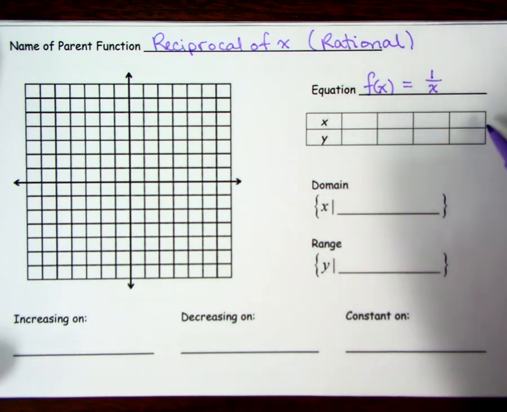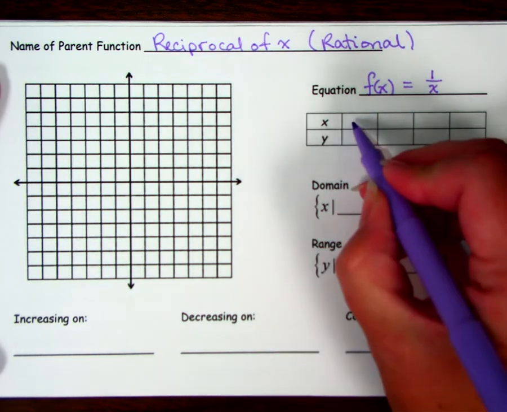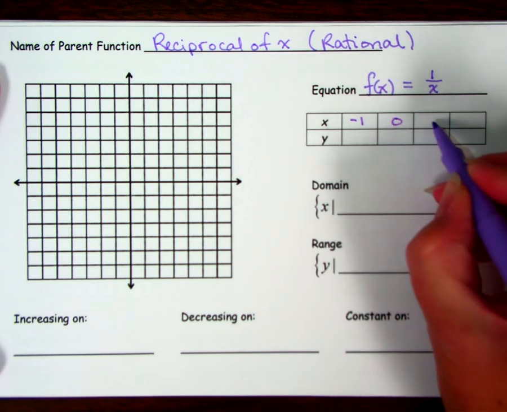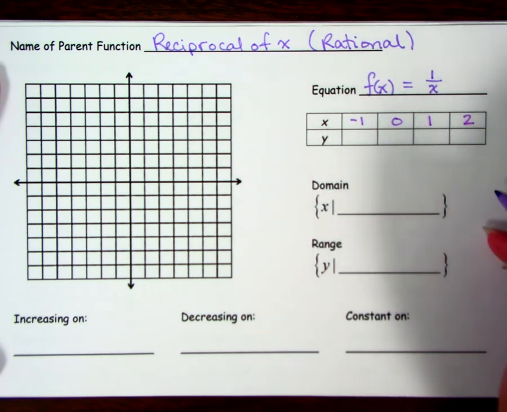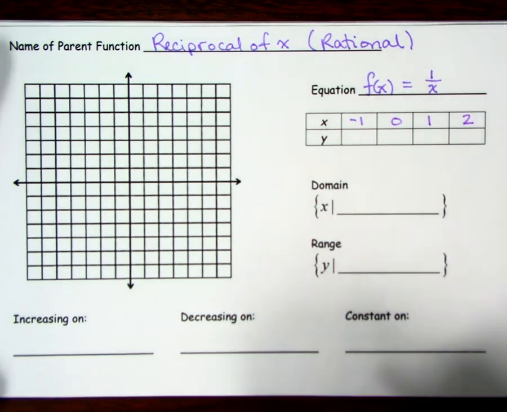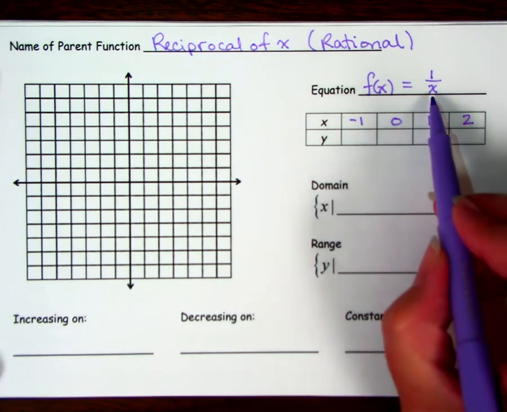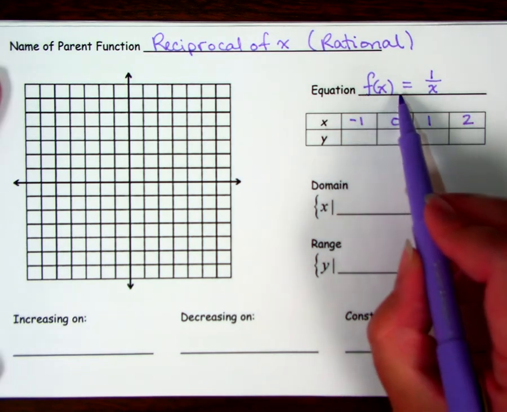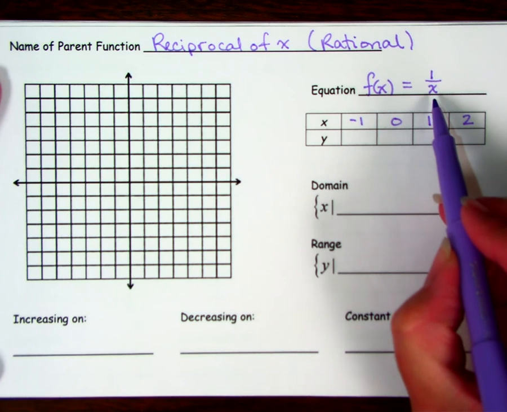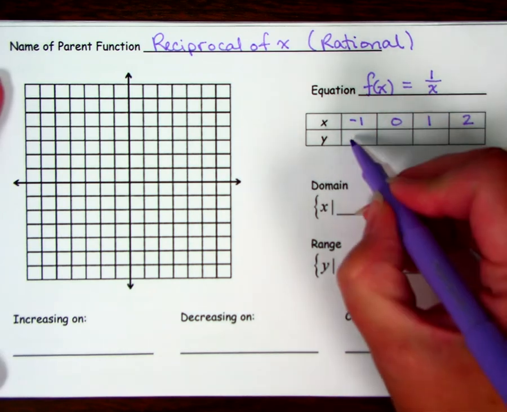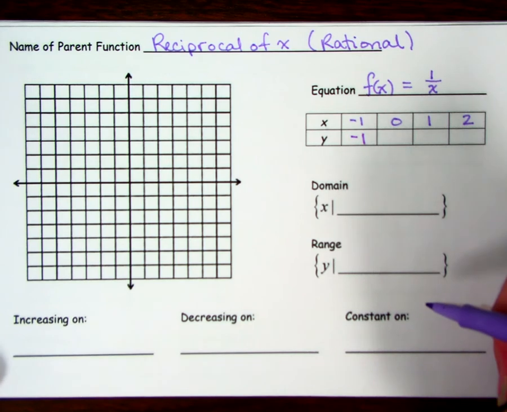Now I could pick some x values to put in here, so I'm going to pick a -1, 0, 1, and 2. If I put -1 in place of the x here, then this would say the y is equal to 1 divided by -1. 1 divided by -1 means -1. So the y value would be -1.